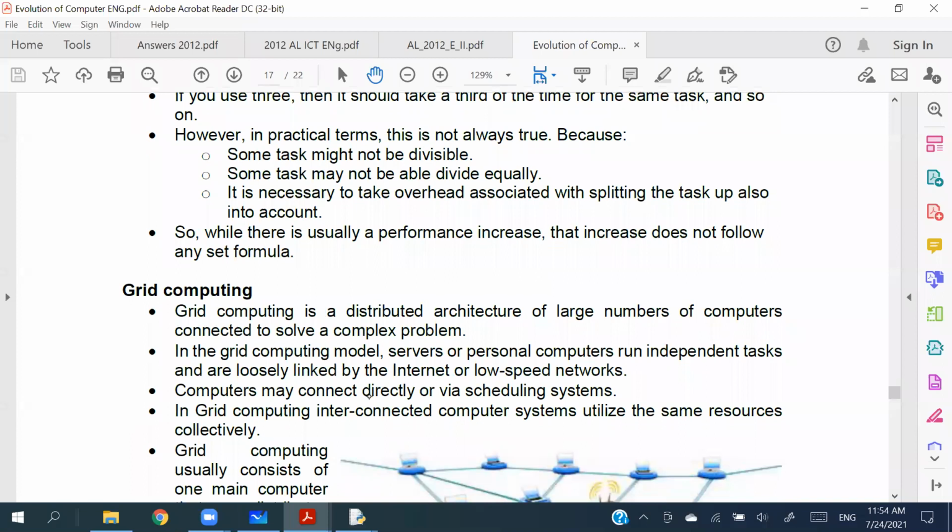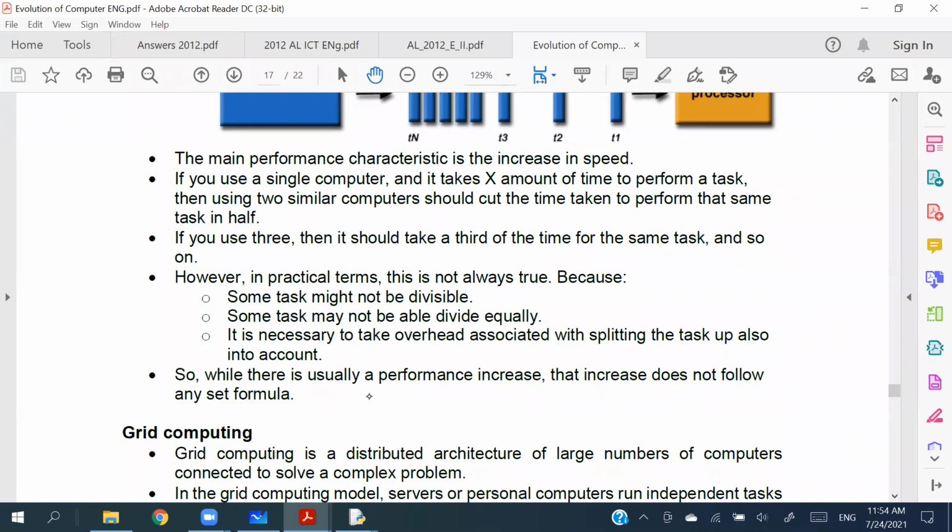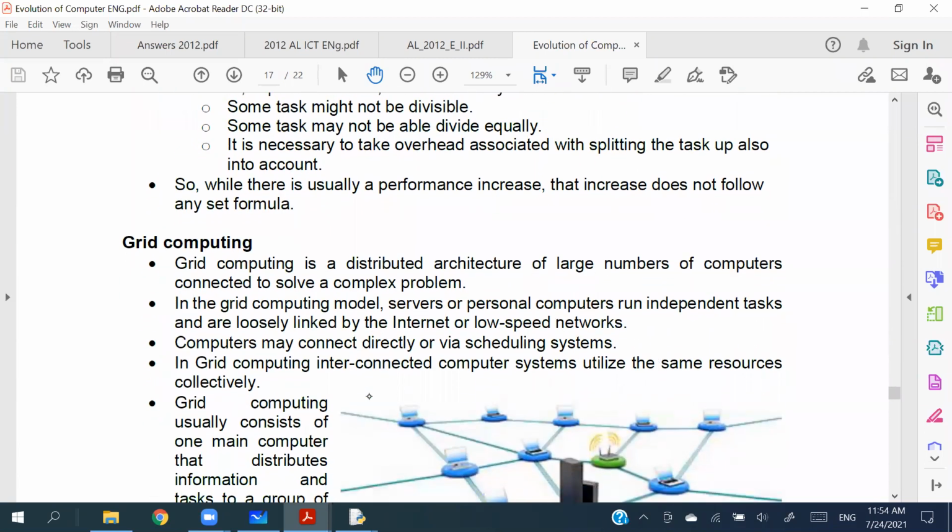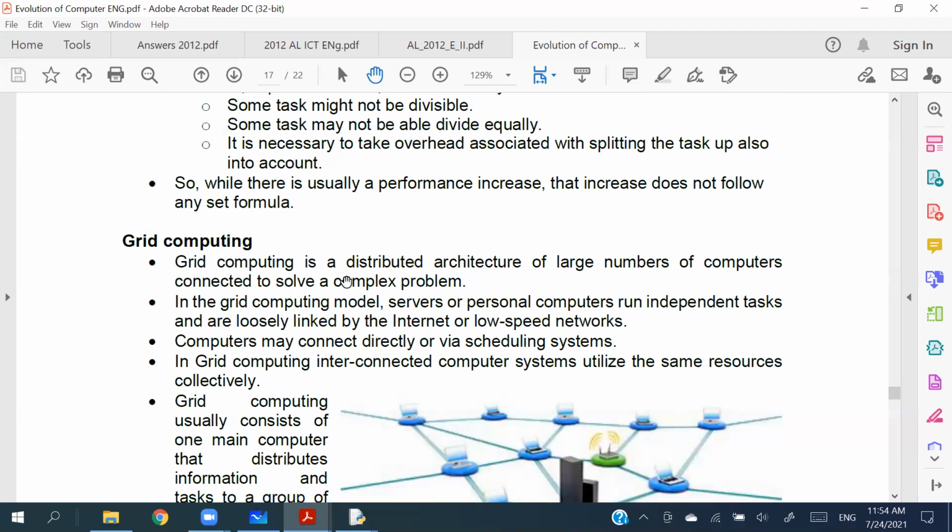So those are the things regarding parallel computing, right? Now we are going to talk about grid computing, which goes with the same concept, but we use it to increase our efficiency in a different manner, right? When it comes to grid computing, it says grid computing is a distributed architecture of a large number of computers connected to solve a complex problem, right?